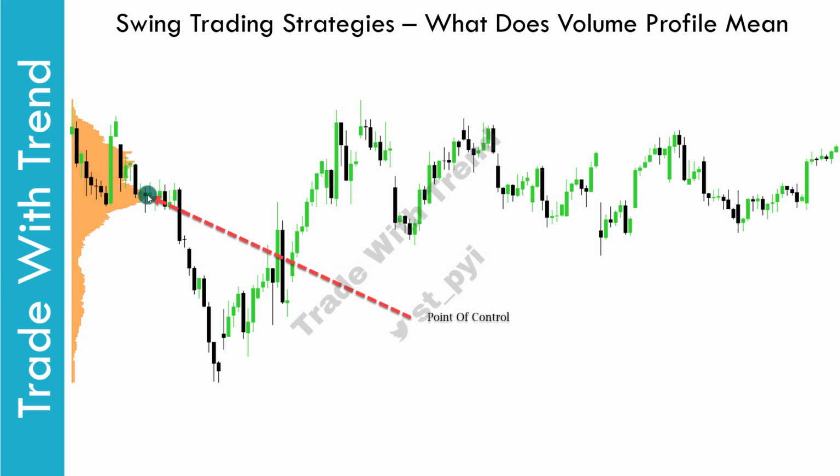So point of control actually refers to the area in the chart with the most traded volume activity. This is by far the most relevant area you want to monitor, as it can help to define the placement of your stops or the areas in the chart where you find entry levels.